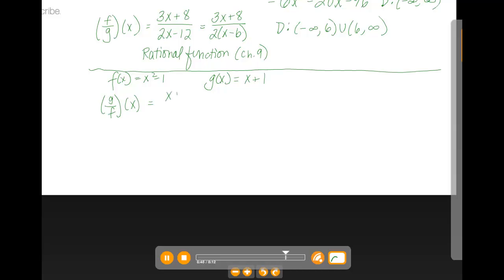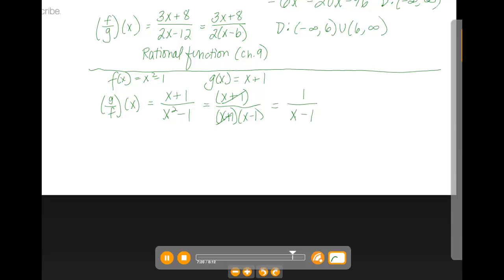g of x was x plus 1. f of x was x squared minus 1. If you notice that denominator, x squared minus 1, is a difference of squares. So you can factor that into x plus 1 times x minus 1. And you notice we do have a common factor. We have an x plus 1 in the numerator, an x plus 1 in the denominator. We can cancel those out. We're left with 1 over x minus 1. This 1 over x minus 1 is our simplified function. That is our simplified quotient, g over f of x.